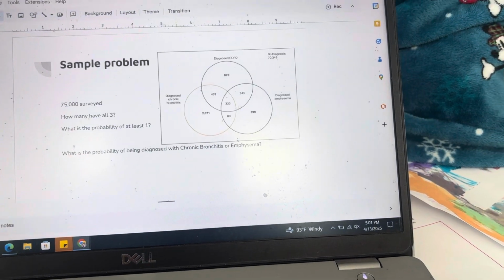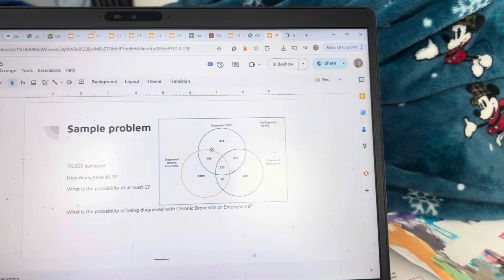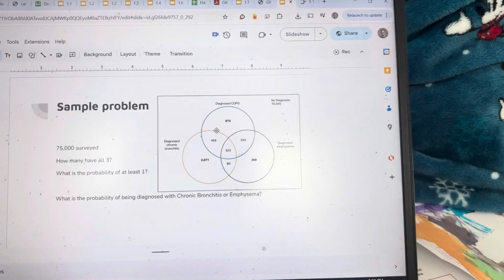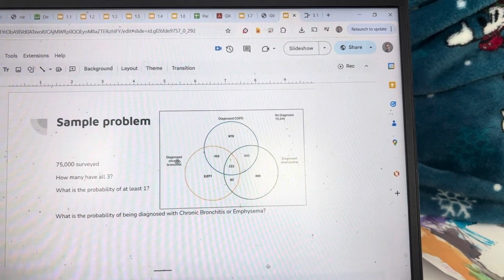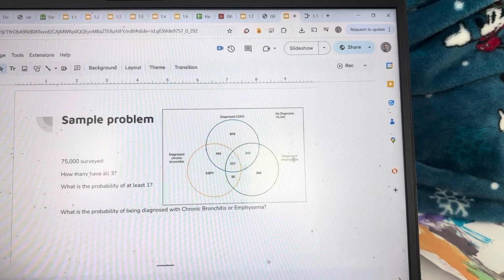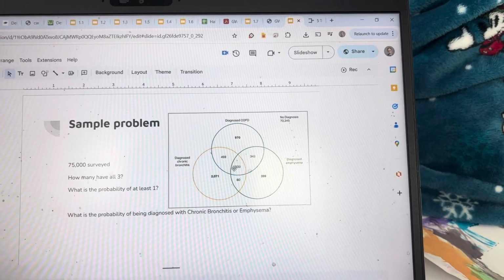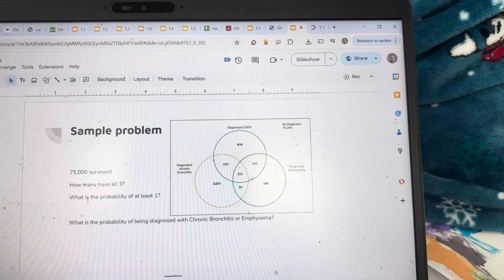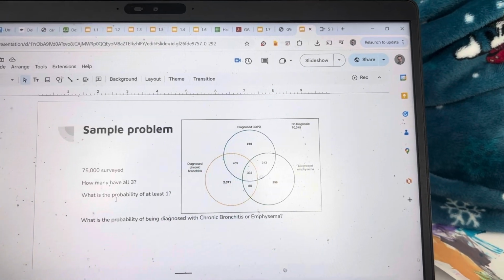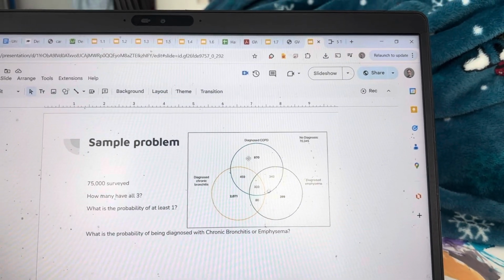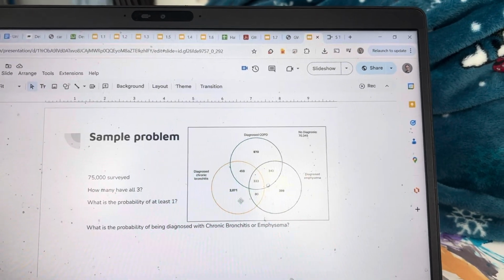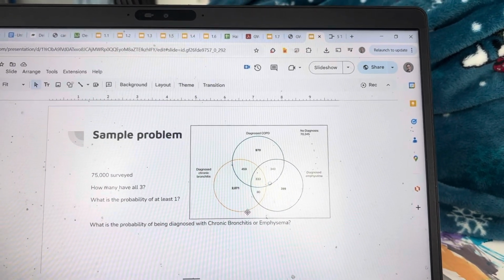These 12. Okay. So our sample problem here, there were 75,000 people surveyed. How many people have all three of COPD, chronic bronchitis, or diagnosed emphysema? That's 333. What is the probability that you'll have at least one? If we're doing probability here, you have to add all of these together just once and make sure you don't count any of the overlap.